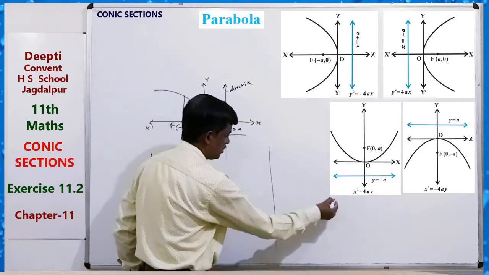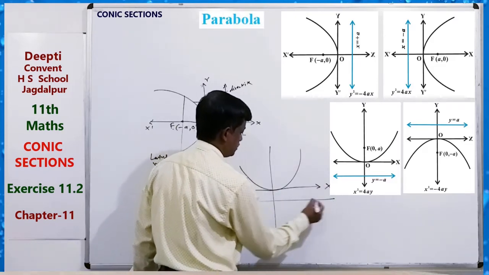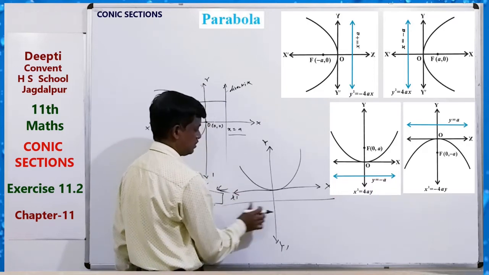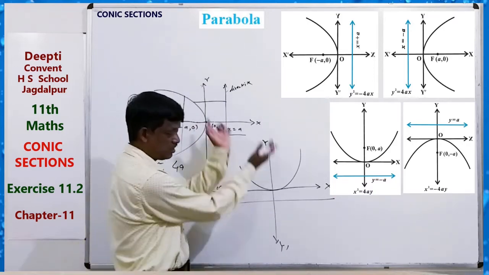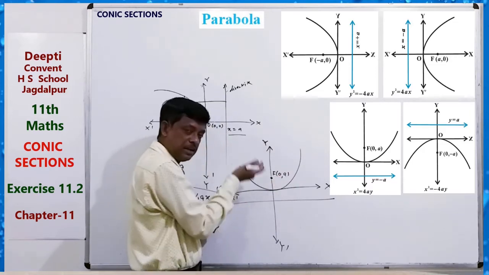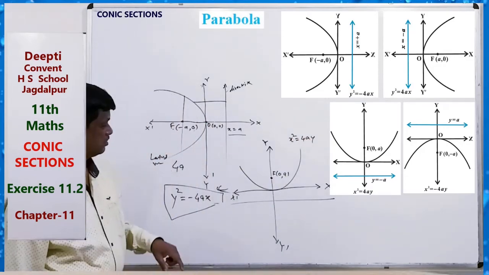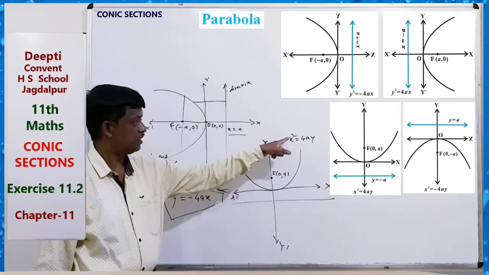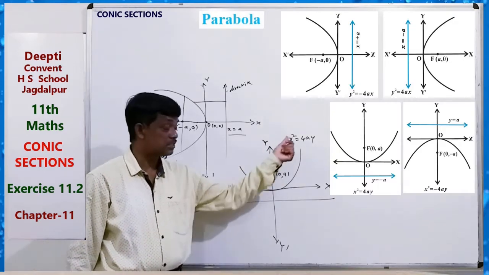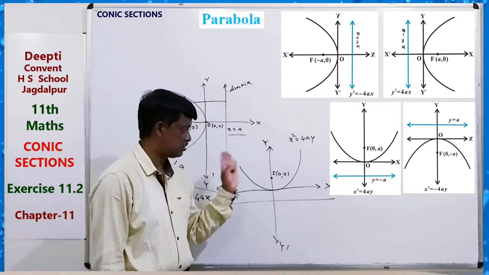Similarly, you can draw the upward parabola. This will be the x-axis and this will be the y-axis, and this is the directrix. The focus will be here, that is the coordinates 0, a on the positive side. So the equation will be x squared equals 4ay. It is just the reverse of the previous one: there it was y, now here x. Since x squared is involved, the parabola will be symmetric about the y-axis.